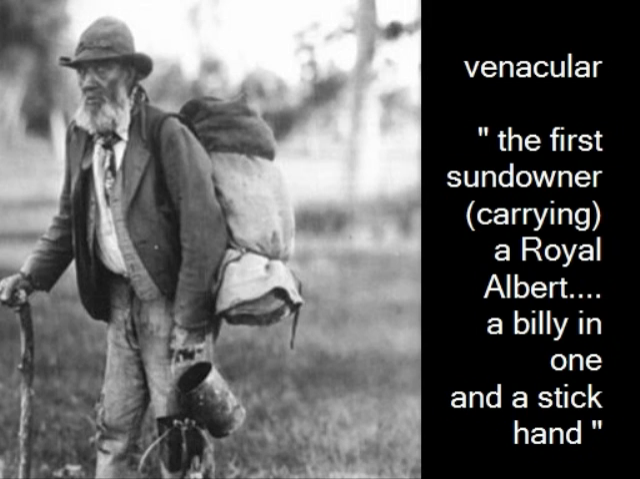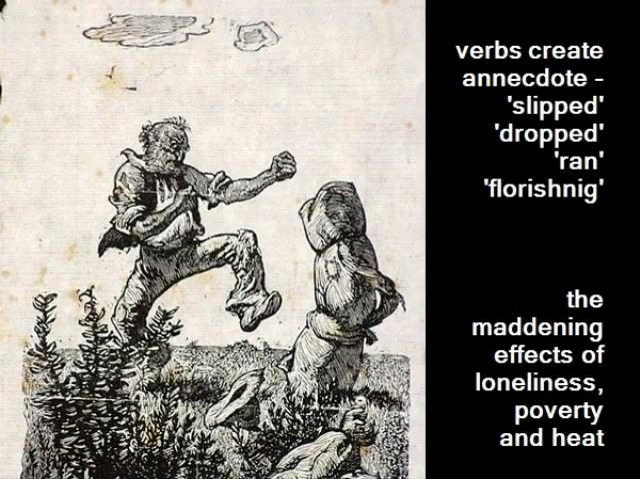Notice the detail. The vernacular Royal Albert and billy and sundowner bring to life a real bush character, a stock character. Lawson brings the image of the sundowner to active life, so we get an anecdote. It's a very short snippet of a story, and he uses visual detail of actions. The verbs slipped, dropped, ran and flourishing bring to mind the comedic image of a man dropping all his gear and then running towards the train with a stick.